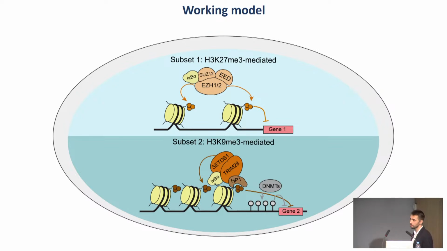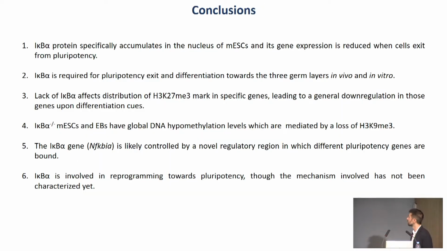However, we have another subset of genes in which I kappa B alpha could be mediating the deposition of lysine 9, mainly through its interaction with ZDB1. And this deposition of lysine 9 trimethylation, I think, is crucial to establish silencing at the DNA level of the genes that need to be silenced, to ensure a proper pluripotency fate. So these are the conclusions of my PhD thesis, which have been summarized in the working model.